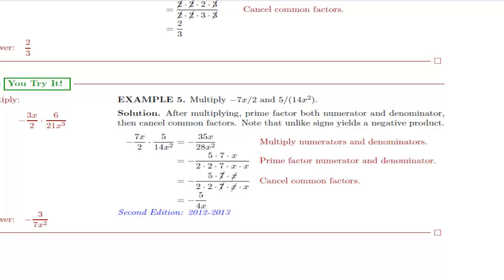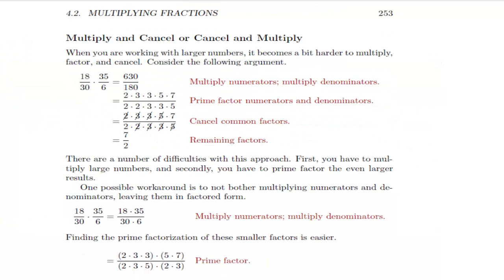35x factors into 5 times 7 times x, and 28x squared factors into 2 times 7 times x times x. They both have a 7 and x in common, so we're left in the numerator with a 5 and in the denominator 2 times x. Simplifying this, we get 5 over 4x. The result is negative 5 over 4x.